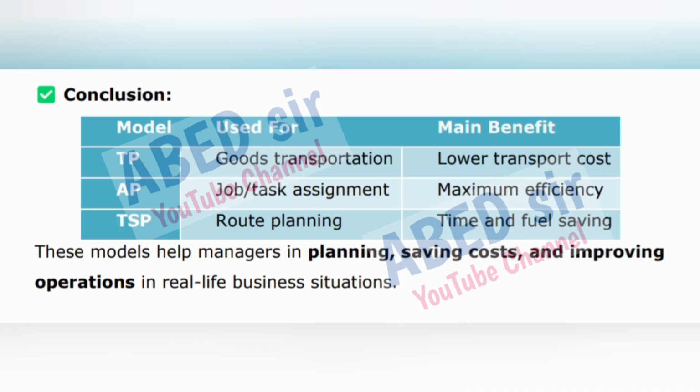Conclusion. Model used for main benefit. TP: goods transportation, lower transport cost. AP: job task assignment, maximum efficiency. TSP: route planning, time and fuel saving. These models help managers in planning, saving costs, and improving operations in real-life business situations.